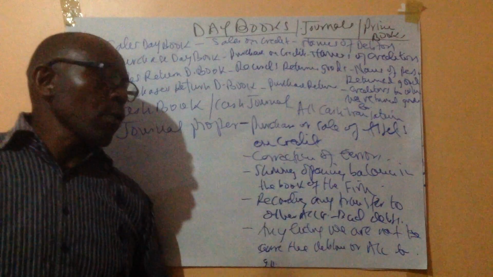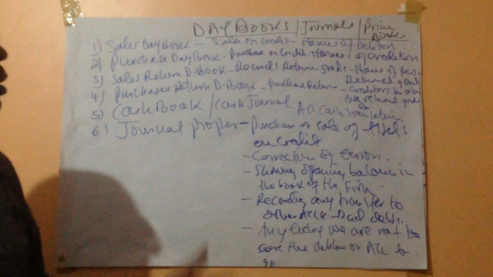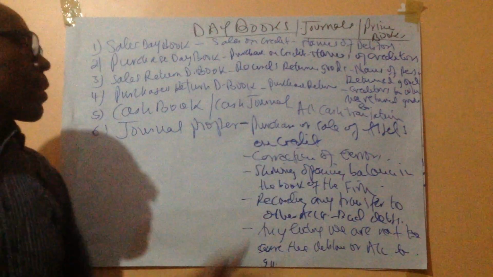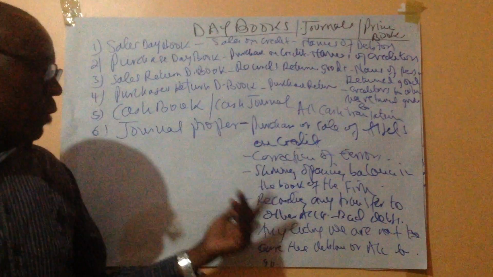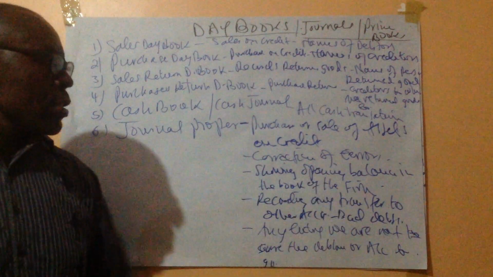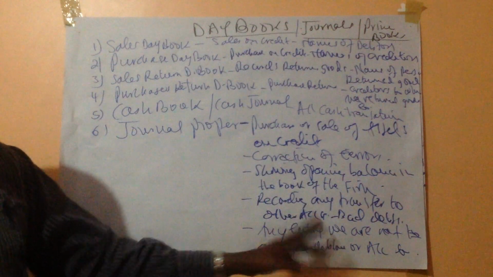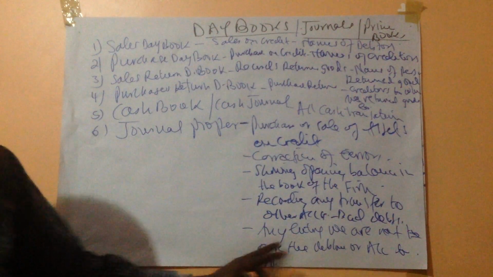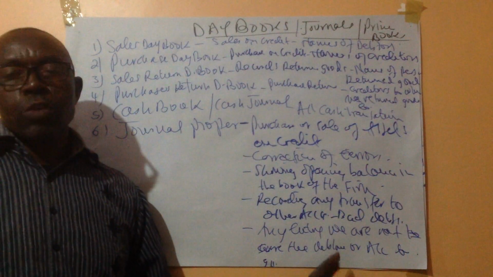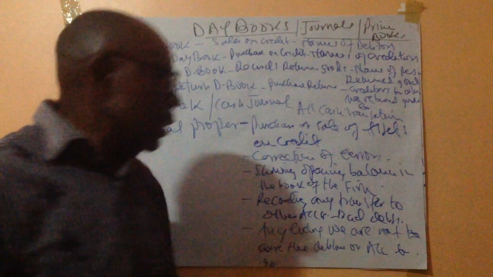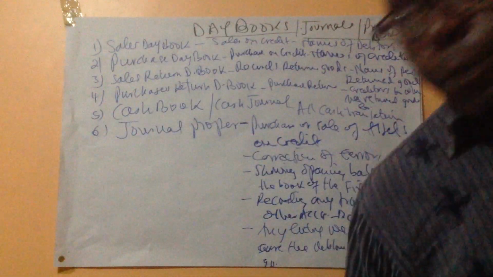So, purchases and sale of assets, or acquisition and disposal of assets on credit, correction of errors, showing opening balances in the books of the firm, recording any transaction or transfer from one asset to another, and then any other account transaction where you don't know in which account you shall take it will be recorded in this. And that's it for the day books.